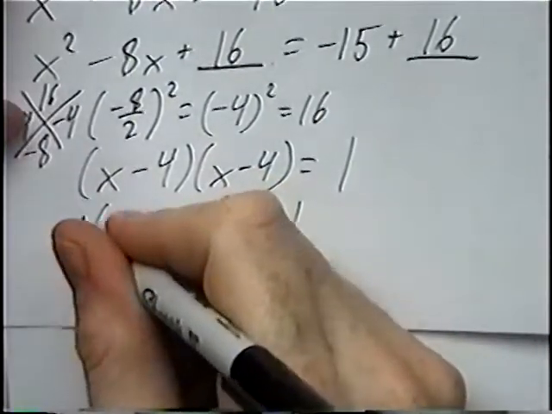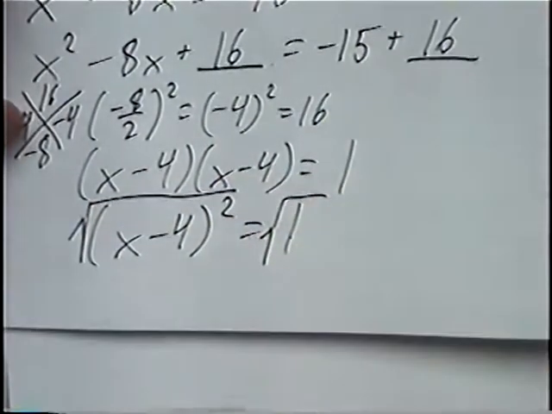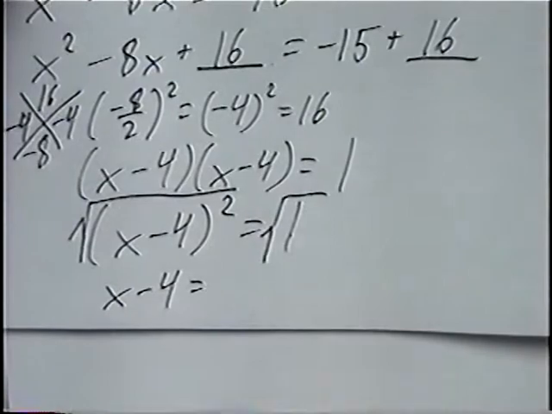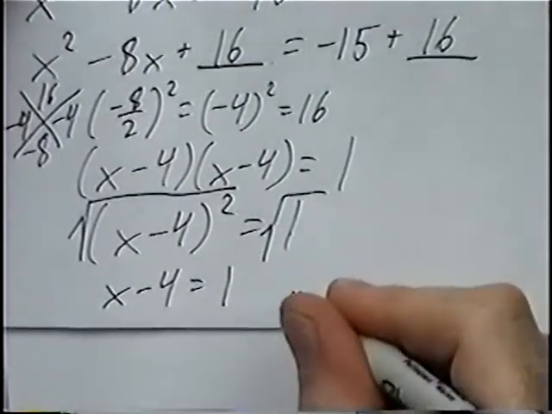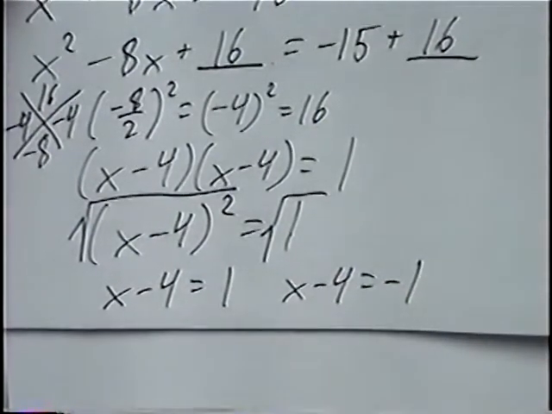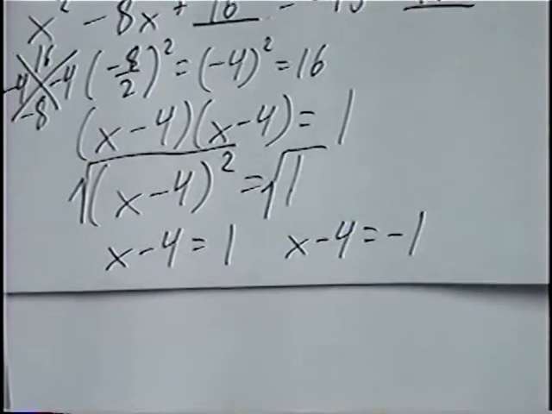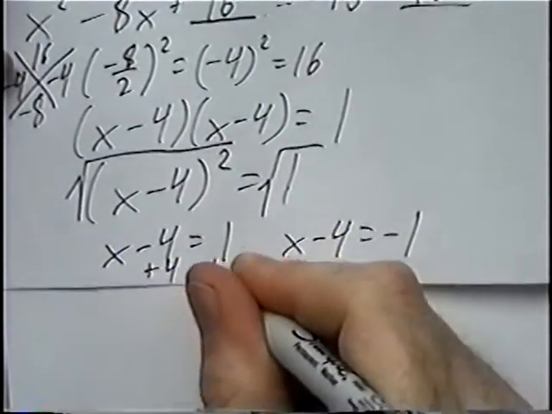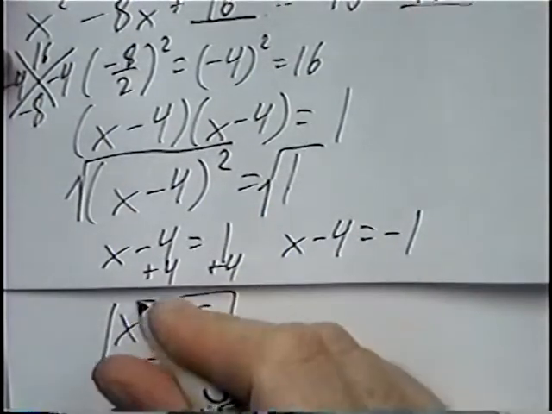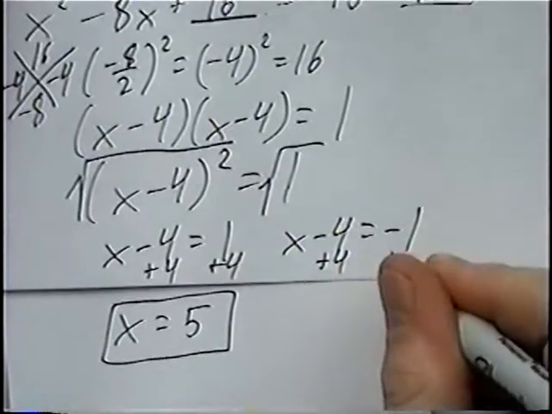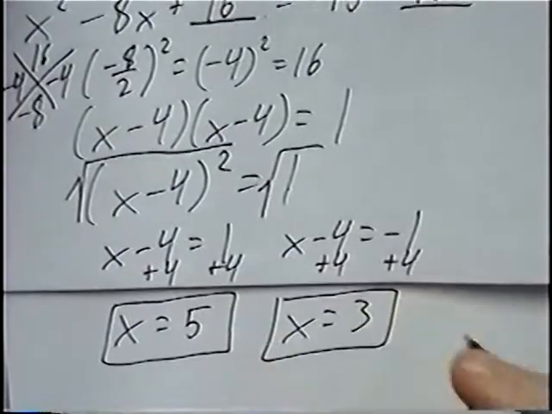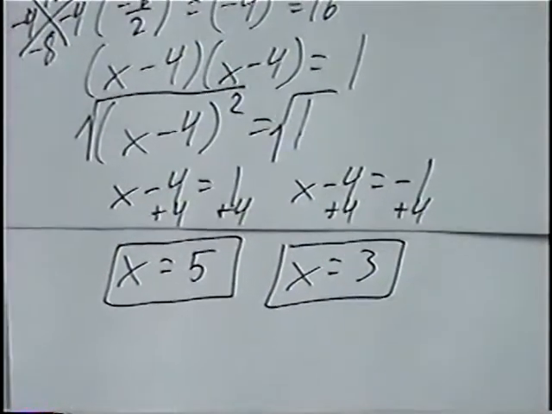From here we can take the square root on both sides. So we'll be left with x minus 4 equals the square root of 1, which is 1, and also x minus 4 equals negative 1, the other square root of 1. Solving each of these, we add 4 on both sides. So the first answer, x equals 5, and the second, adding 4 on both sides, x equals 3. So two answers, x equals 5 and x equals 3.